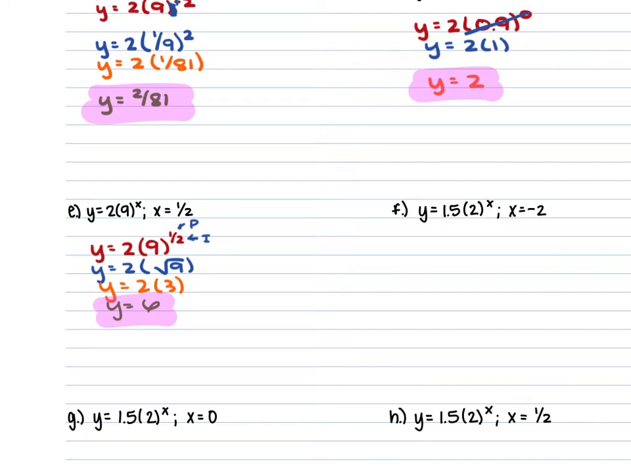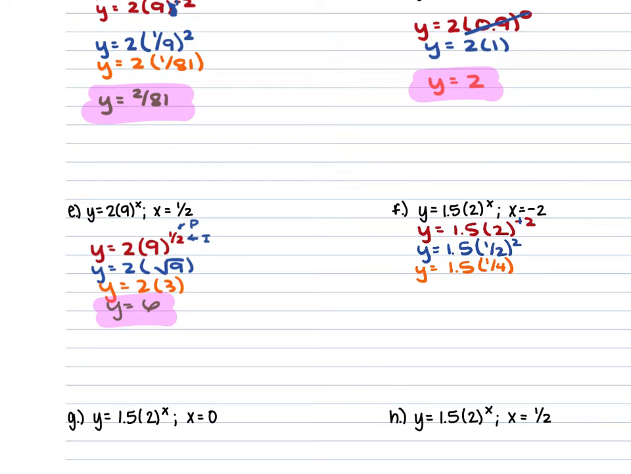For example F, we have y is equal to 1.5 times 2 to the power of x. So this, again, I'm going to just rewrite it to where I plug in that negative 2 for x. So y is equal to 1.5 times 2 to the power of negative 2. I don't want that negative 2. I want a positive 2. So I'm going to take the reciprocal of 2. This is going to give me 1.5 times 1/2 to the power of 2. That 1/2 to the power of 2 is 1/4. So that's y is equal to 1.5 times 1/4.